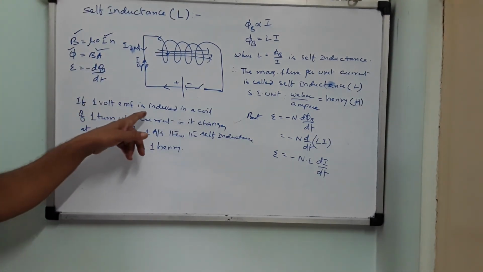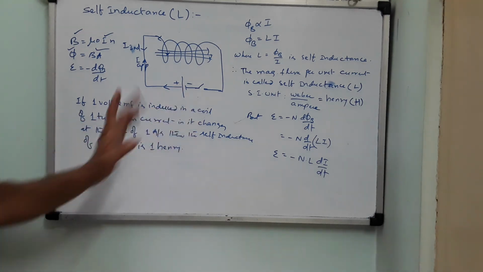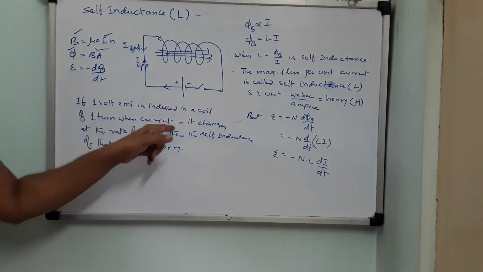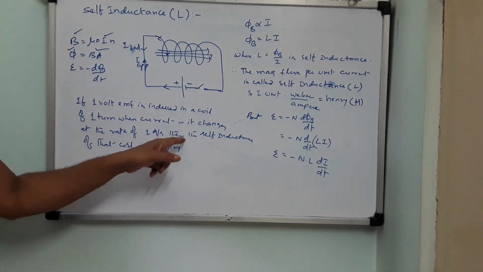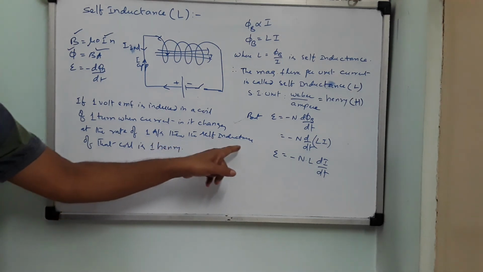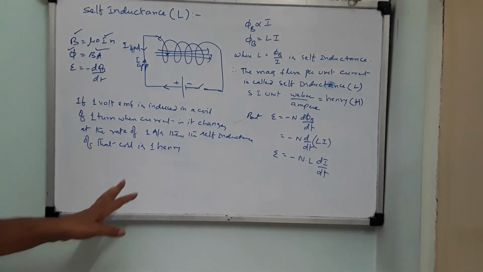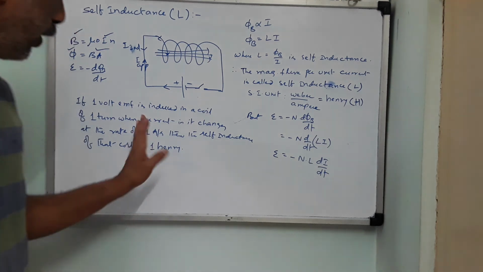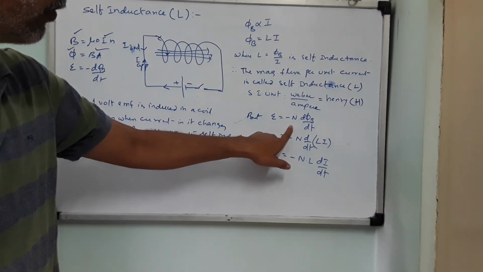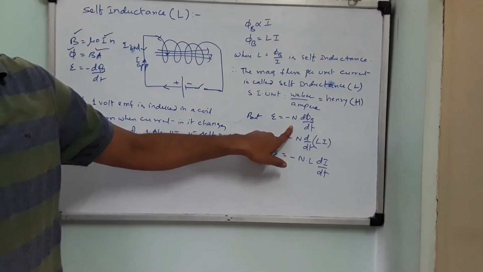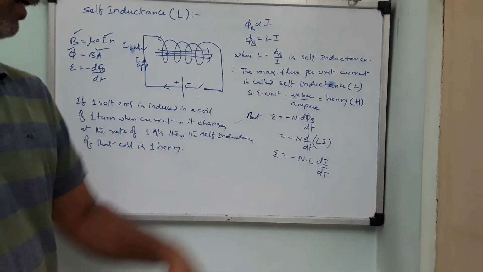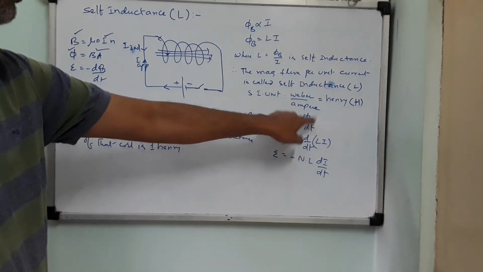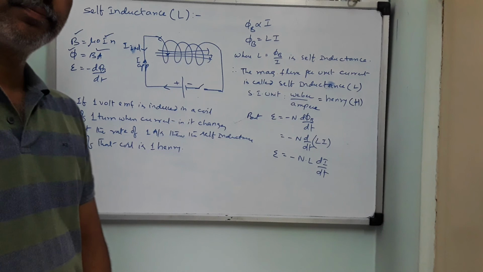If 1 volt EMF is induced in a coil of 1 turn when current in it changes at the rate of 1 ampere per second, then the self-inductance of that coil is said to be 1 Henry. So how did you define it? From the equation which we used at the beginning of Faraday's law, E equals minus N into d phi by dt. In the place of I, I have substituted.